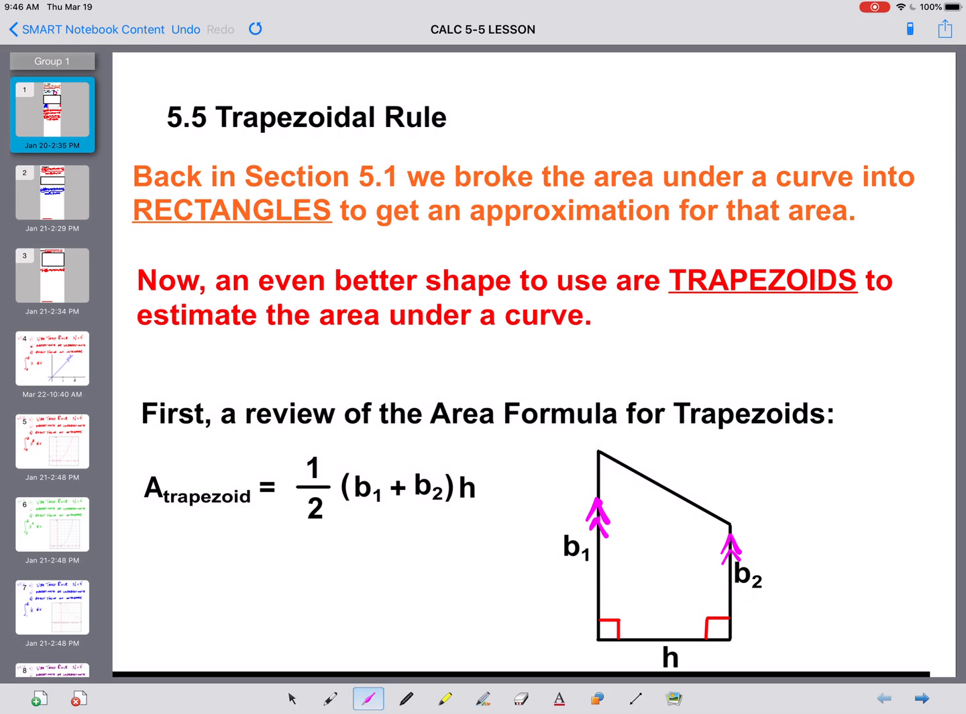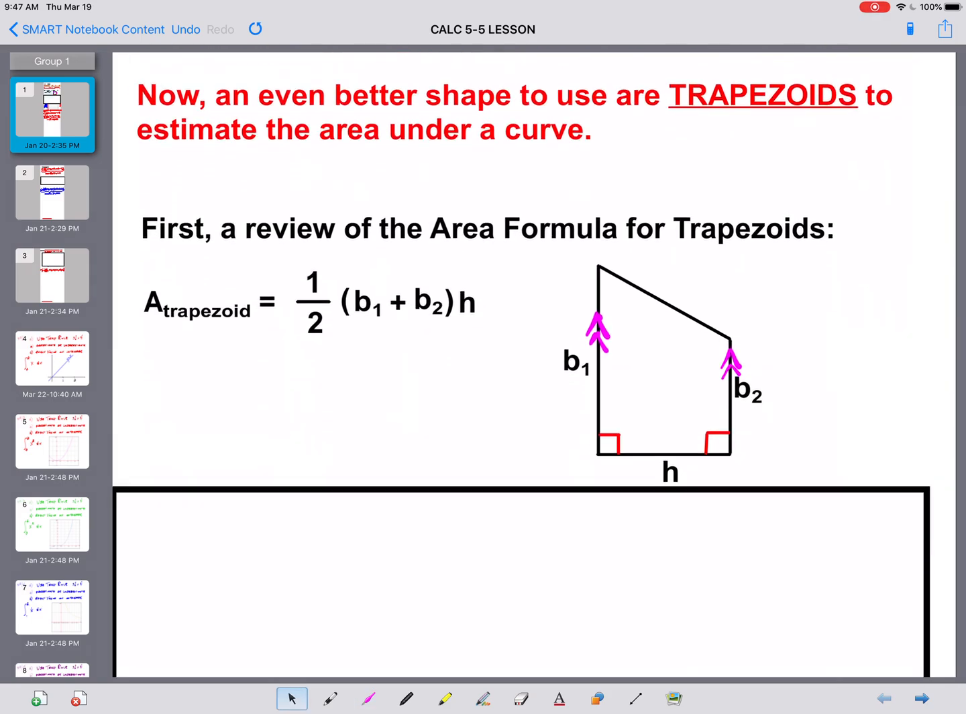Also, the formula for the area of a trapezoid, I have it here: 1/2 times parentheses base 1 plus base 2 times the height. Now, what we're going to do is take an area under a curve, between the curve and the x-axis, and break it into trapezoids. So let's go do an example here.